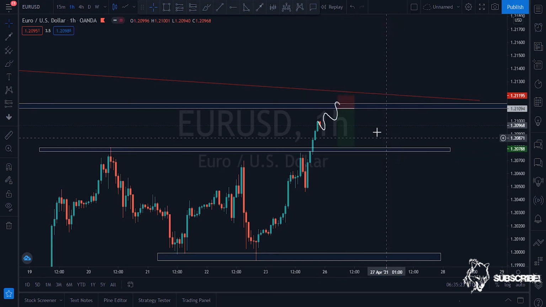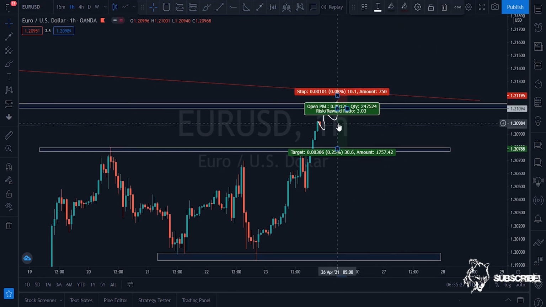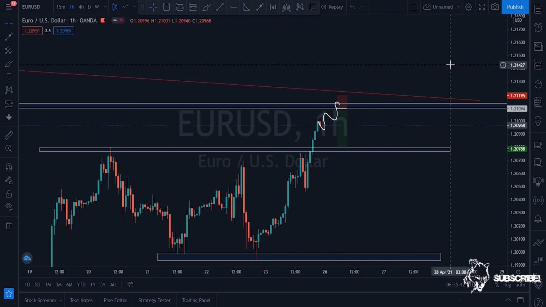Yes, so that's basically our minimum risk reward ratio of 3. If our entries don't give us 1:3, then we don't take that entry. So it needs to give us 1:3 or more. So this is what we see for EURUSD, and that's all for this week.